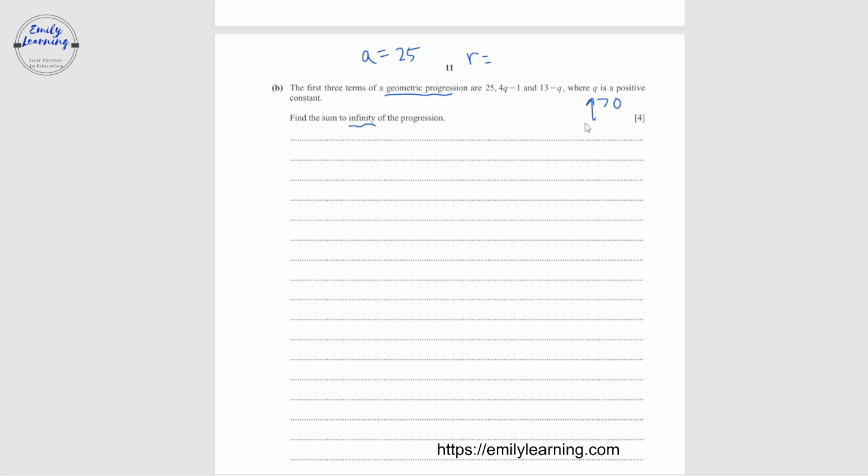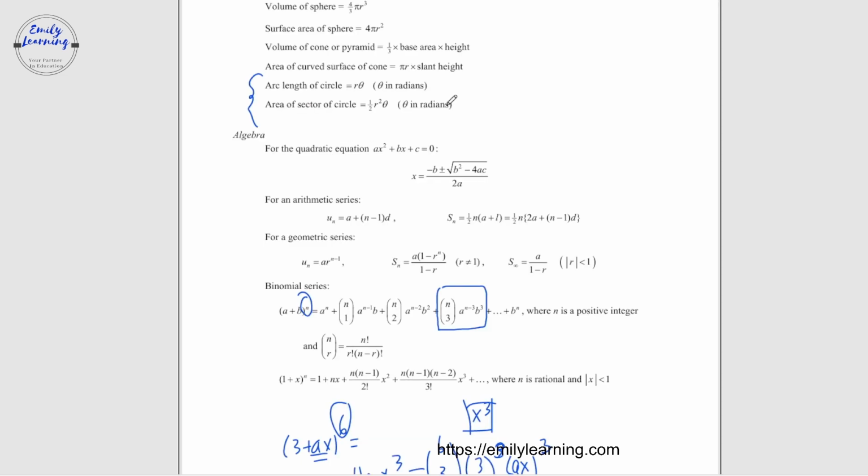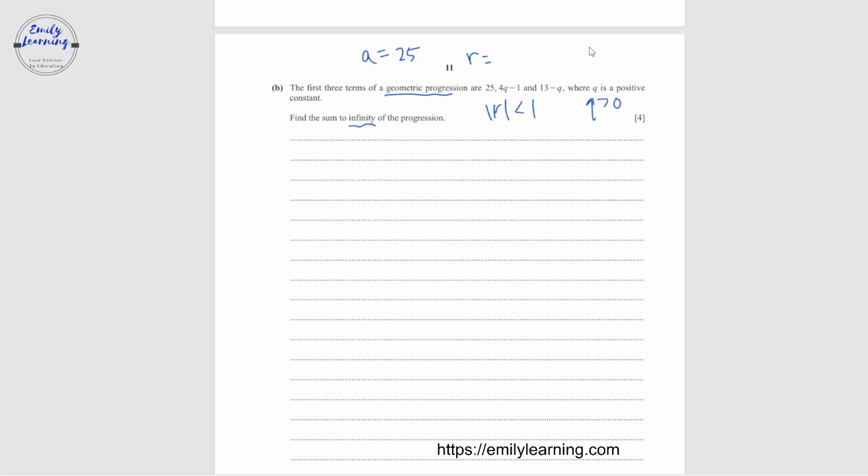Once you know that it's sum to infinity, we also know that mod r is less than 1. So we first need to find r before we can find the sum to infinity, because the sum to infinity takes this formula, a over 1 minus r. We already have a, we need to find what r is first. So let's first find q, and then we find r. We know that the common ratio is basically the ratio of subsequent terms. So it's the second term over the first term, which is also equal to the third term over the second term. So let's solve for this first.